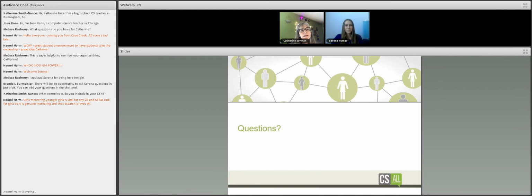So how many committees? There's a committee for the tech tutors. There's a committee for the new student technology orientation. There's a committee for Girls Have It Day and Girls Have It Camp. So any of the special events that we do will be a committee.